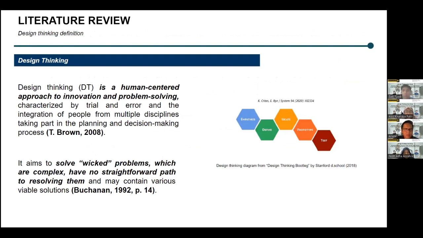First, we move to the literature review. In this part, we'll talk largely about design thinking and its definition. Design thinking itself is a human-centered approach to innovation and problem solving, and it aims to solve big problems which are complex and have no straightforward path to resolving them.